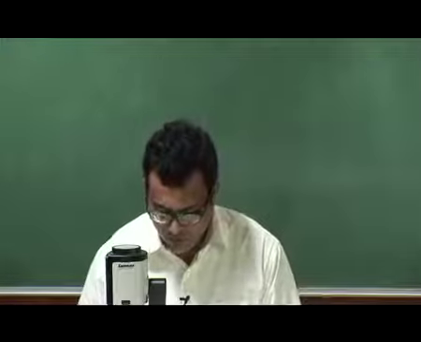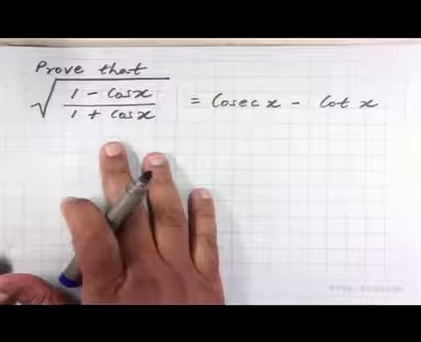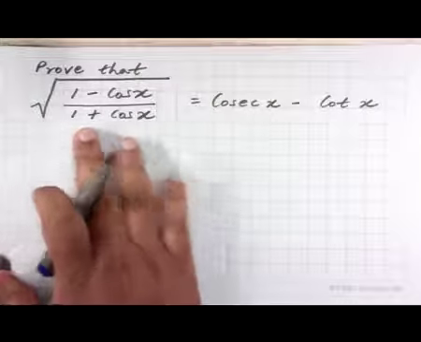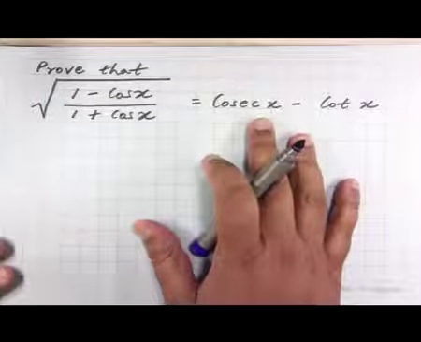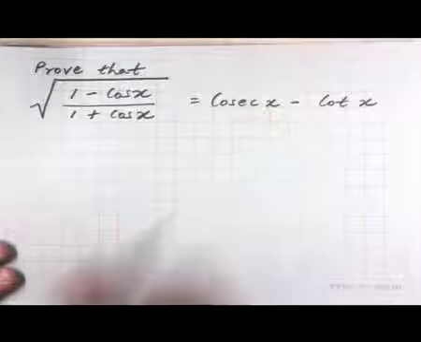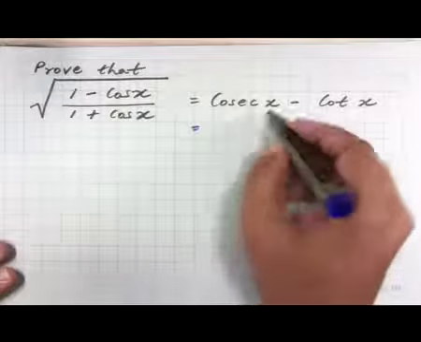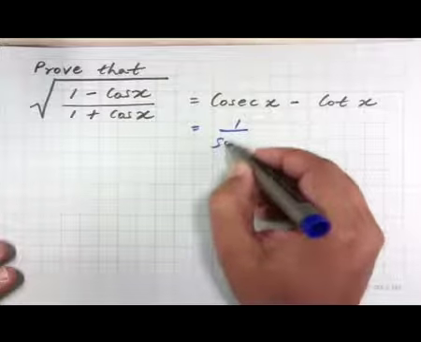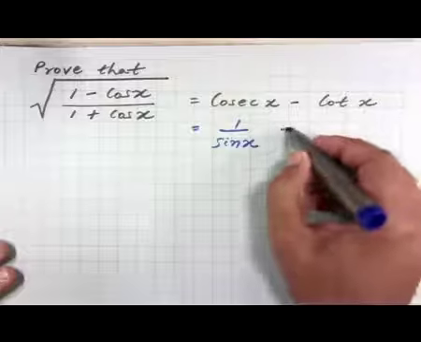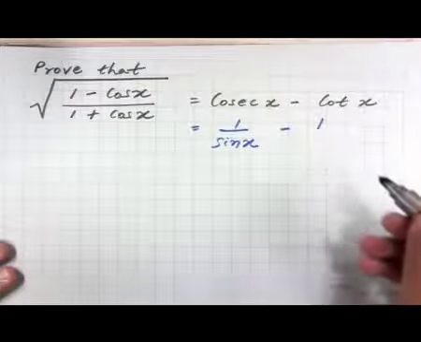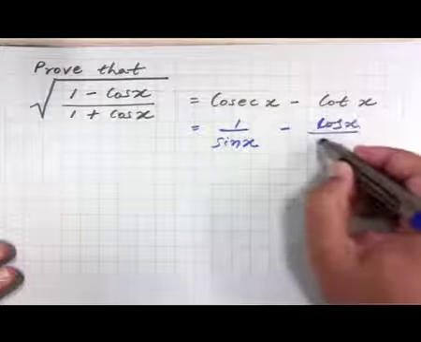Some more problems moving ahead. So, in this problem we are asked to again prove that this expression on the left hand side and this expression on the right hand side are both equal. So, if we see the expression on the right hand side, we know that cosecant of x is 1 upon sin x and cotangent of x is 1 upon tan x, but we can also write it as cosine of x upon sin x.